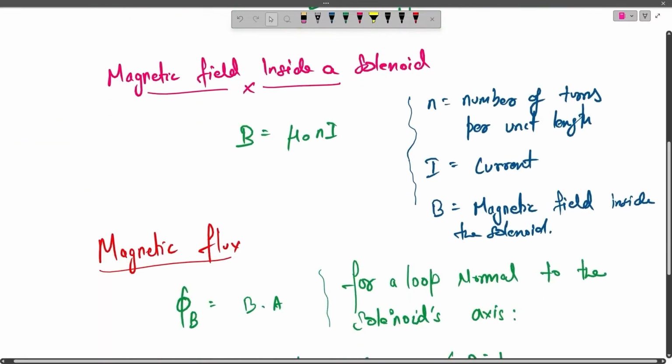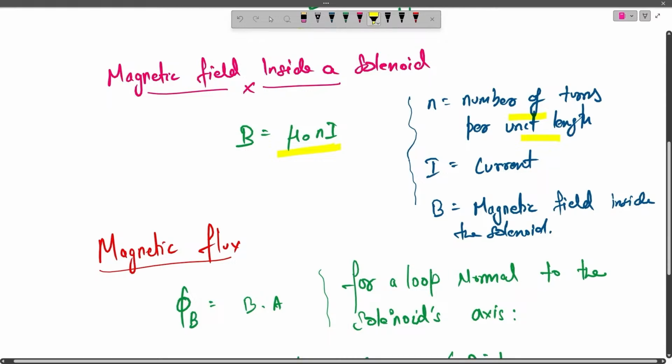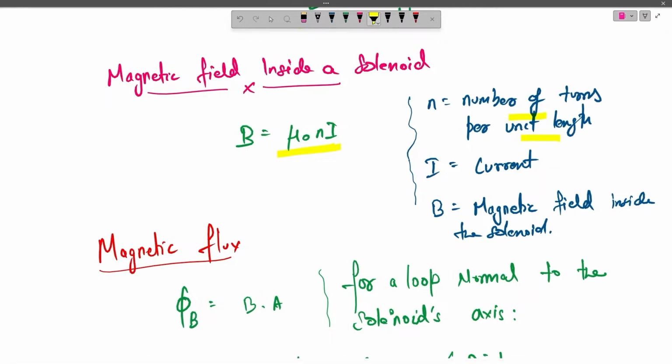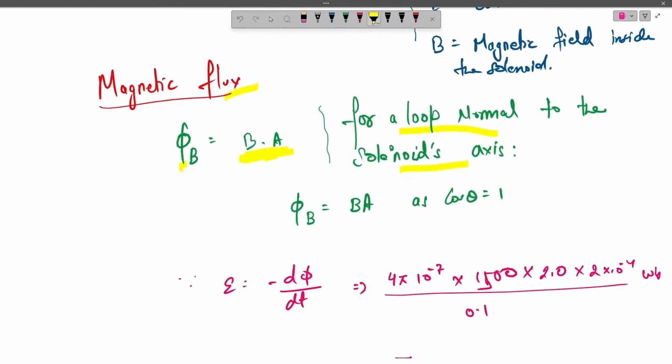Now the magnetic field inside the solenoid is given by B equals mu naught n i, where mu naught is the permeability of free space, n is the number of turns per unit length of the solenoid, and i is the current. Magnetic flux is defined as phi B equals B dot A, that is the dot product of magnetic field and the area vector. For a loop normal to the solenoid, as in the case of our question, theta is equal to 0, so the dot product will result in BA, as cos theta is equal to 1.